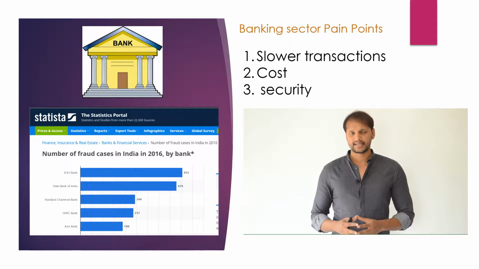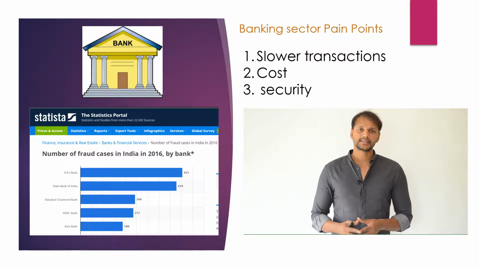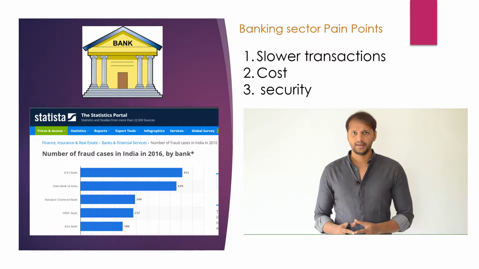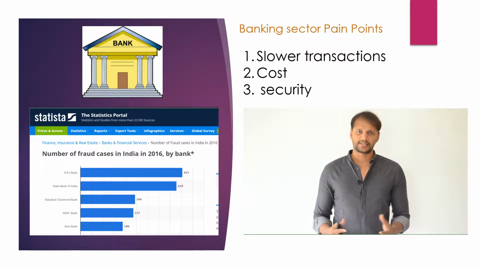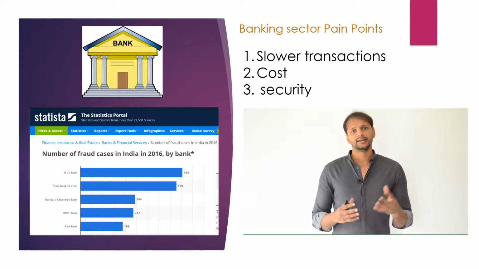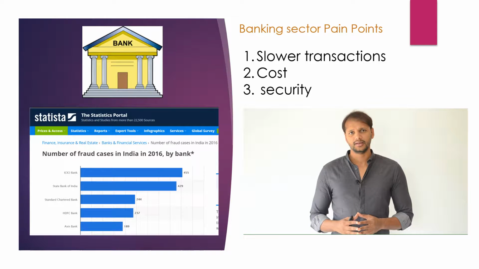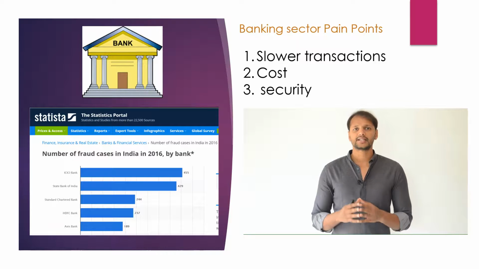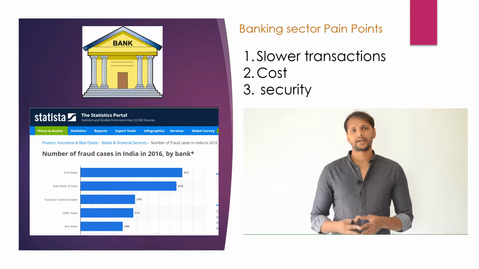Let's take the banking sector. Why do banks need to adopt blockchain technology? What are the problems they face with the present technology? Looking into the slide, we can see that one of the main issues in banks is frauds. As per the data given by Statasia, ICICI has recorded a staggering 455 cases and State Bank of India has recorded a staggering 429 cases of fraud.